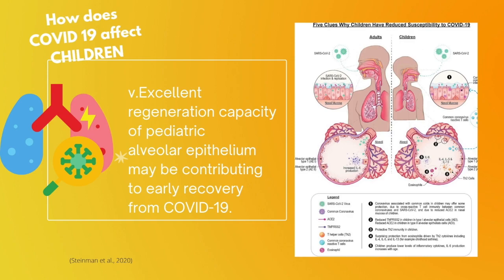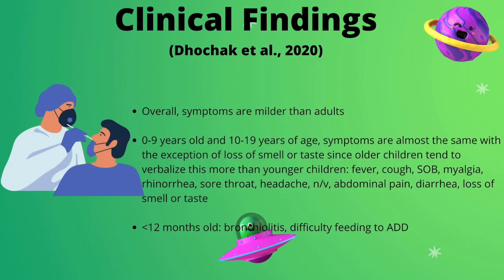And then number 5 is that children usually produce lower levels of inflammatory cytokines secreted from the immune cells. So they have an excellent regeneration capacity of their alveolar epithelium, which may be contributing to their early recovery from COVID-19. So the clinical findings for COVID-19 in kids: overall, symptoms are milder than adults.